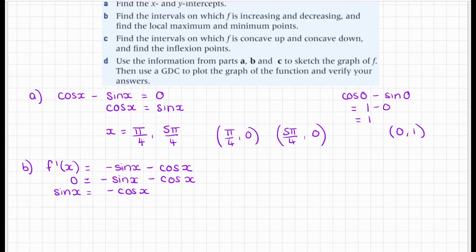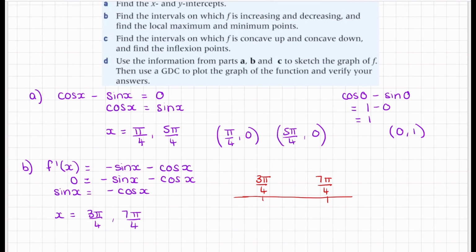Now we want when one is positive and one is negative, which would be in the second and the fourth quadrants. So when x equals 3 pi on 4 and 7 pi on 4. Now from here, we need to work out when things are increasing and decreasing. So we need to do our sign diagram. So we want to know before, in between and after these points, is the gradient positive or negative?